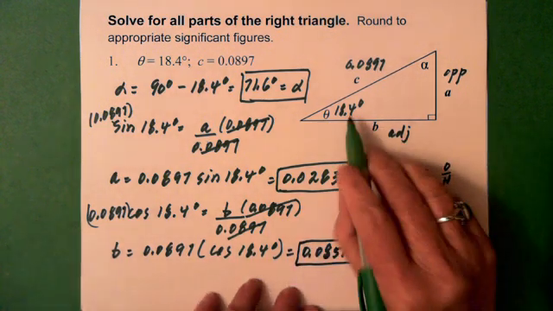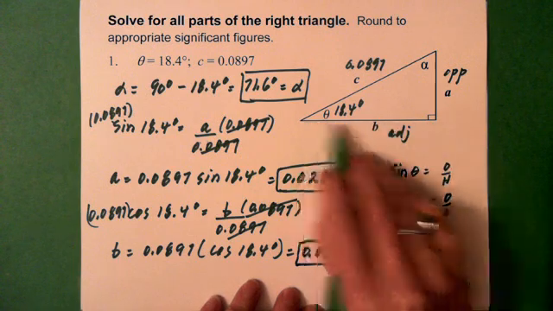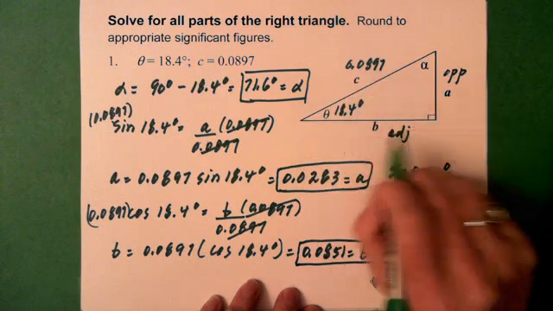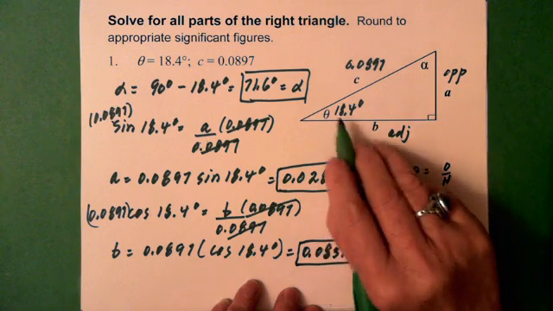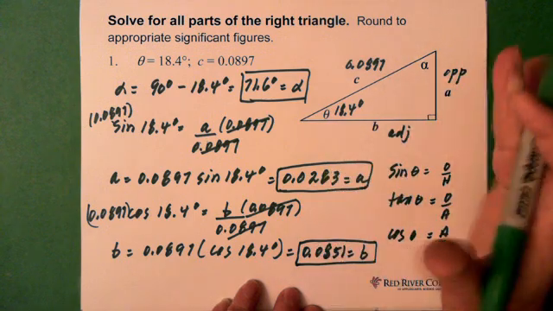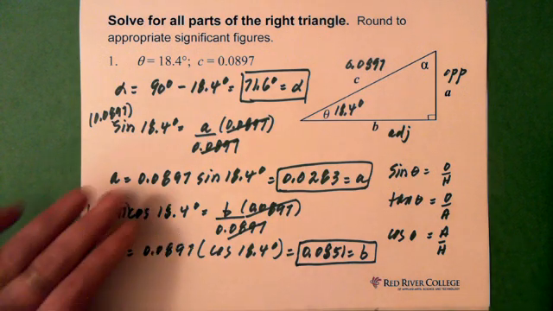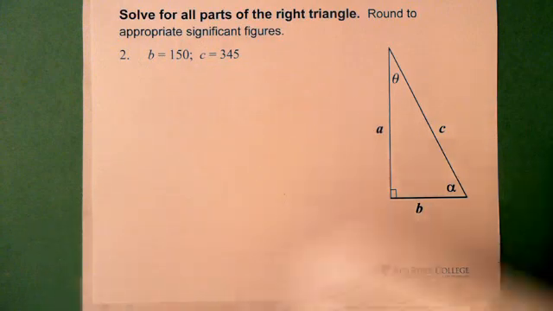Now again, because this angle is small, the adjacent side should be similar in size to this. Smaller, because this is always the longest side, but it'll be sort of close. And so that's a reasonable answer. Okay, so let's try the next one.